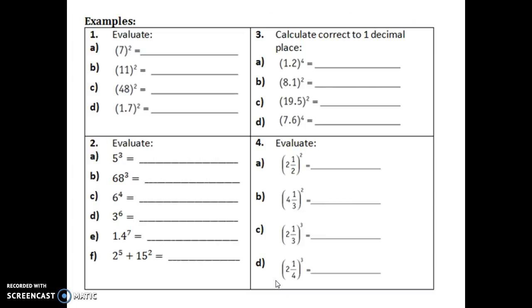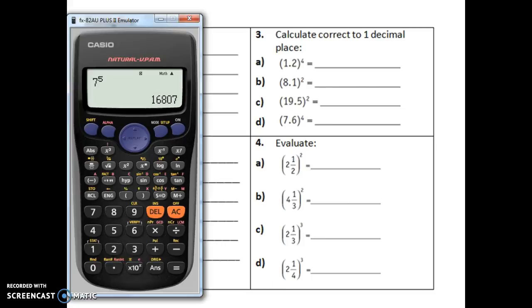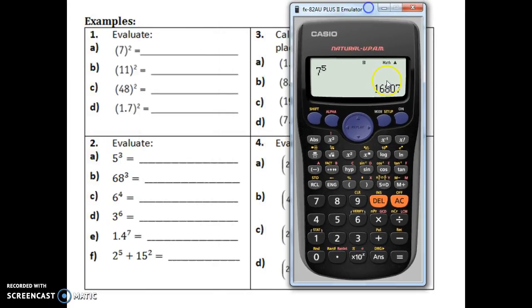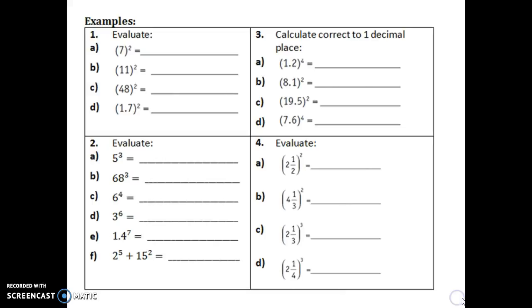Trying these ones now, you can pause and try any of the questions you want as you're going through, or you can check with my answers as we go. So it doesn't matter if there's brackets around it, you can still just press the 7 and then the x squared button, equals, to get your 49. Same idea for part B, part C, and part D. So you don't have to put the brackets in, but you can if you want. You will get the same answer.